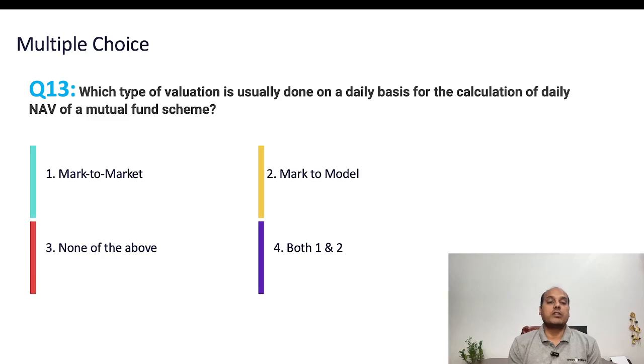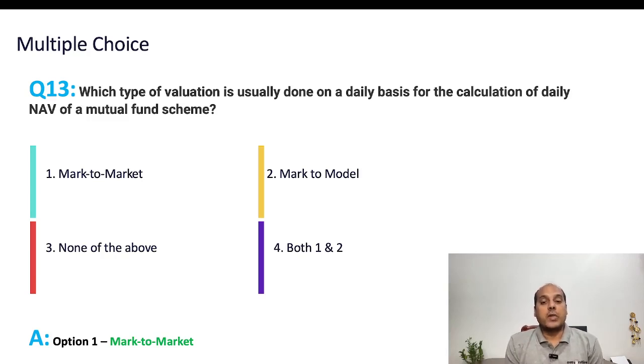So option 1, mark to model, is the correct answer. Why? Mark to market means you have to do pricing of a fund or a scheme based on what is the last price, or what is the price of the particular security which is being sold in the market. So remember, mark to market is marking a fund scheme to market price of securities. Now coming to the second one, so option 1 is correct.